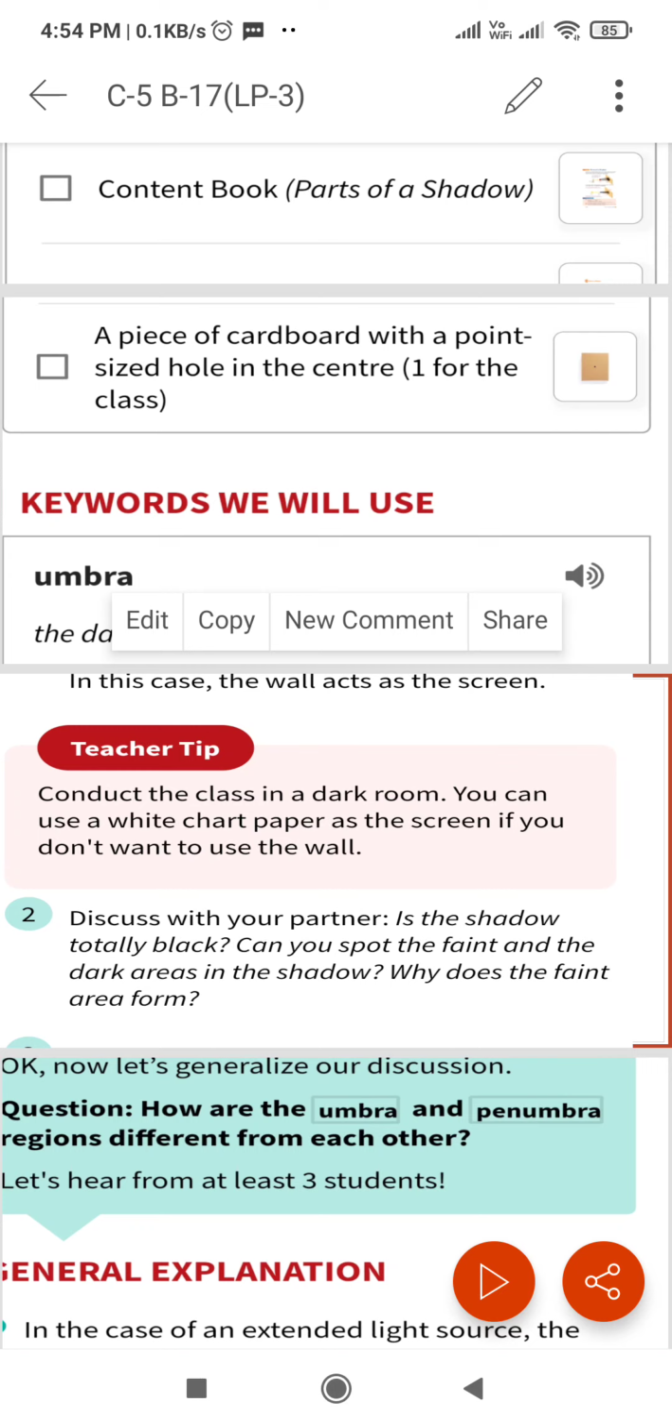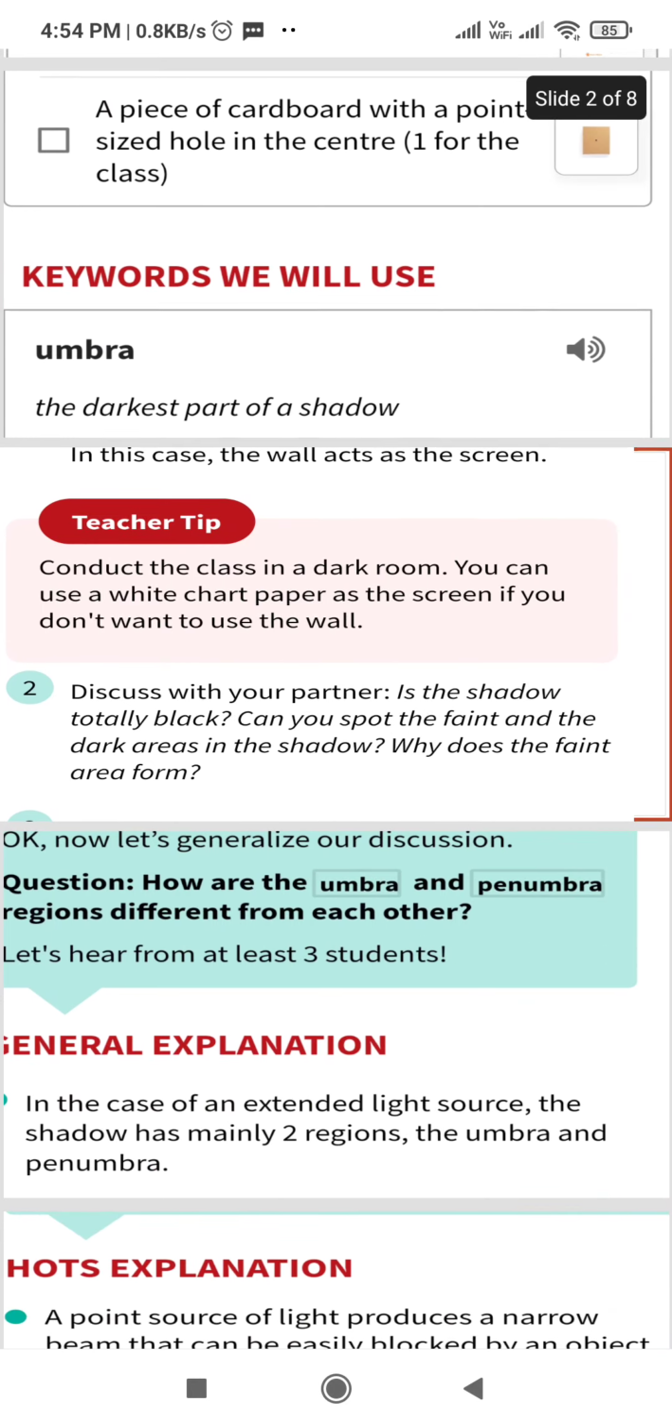Why is it so? What is the difference between when you observe the shadow when light was passed through it and when light was passed through a point sized hole? You will observe that the point source of light produces a dark shadow, and this shadow has two parts, two regions, umbra and penumbra.